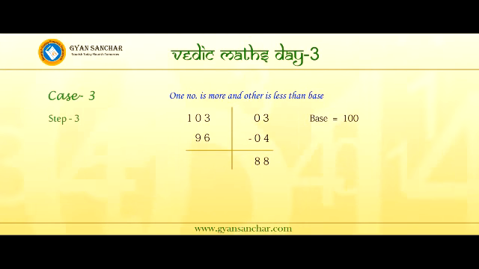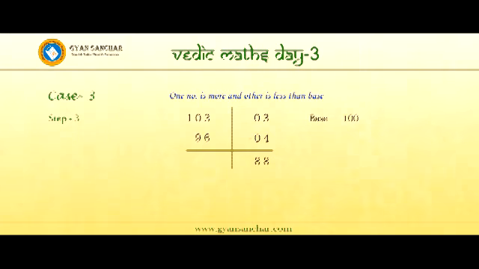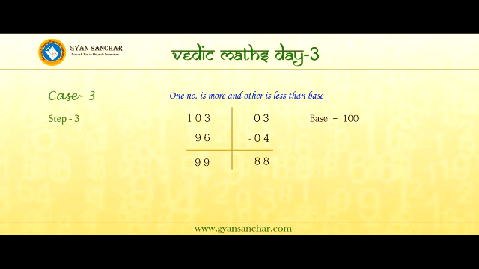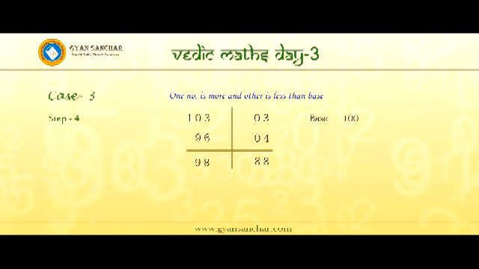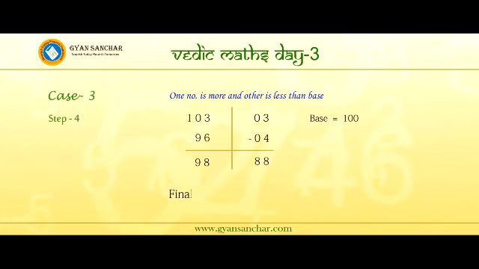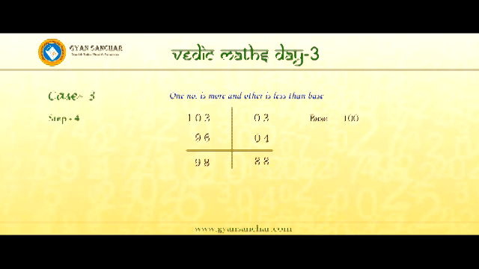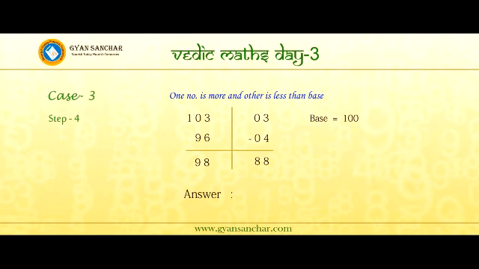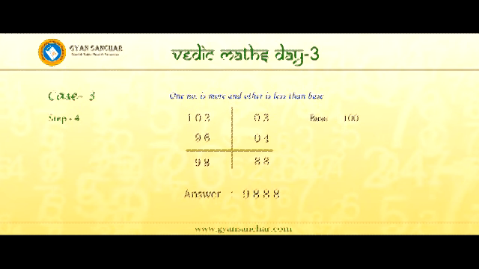Step 3. For LHS, we simply add the numbers diagonally and then apply 1 less than the result, and hence the final LHS is 98, that is 1 less than the sum of either 103 and -04 or 96 and 03. Final step. We combine the LHS and the RHS to get the net result as 9888.